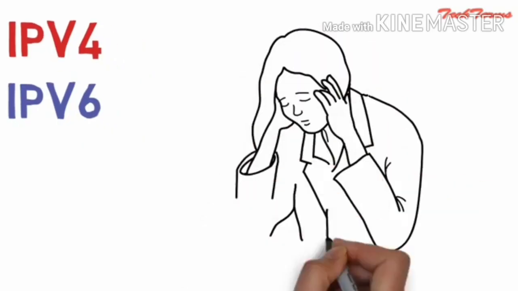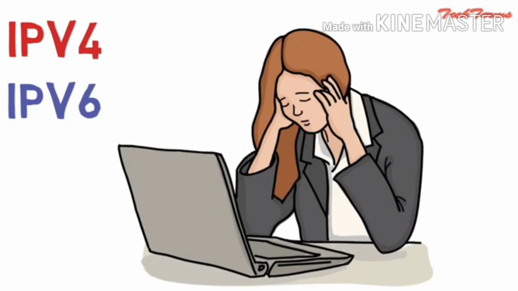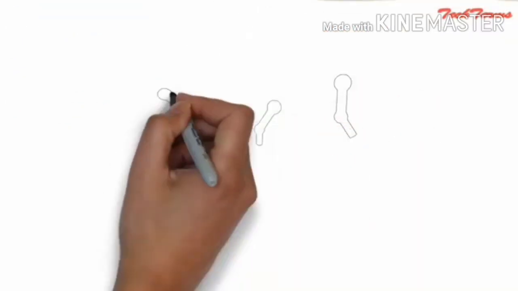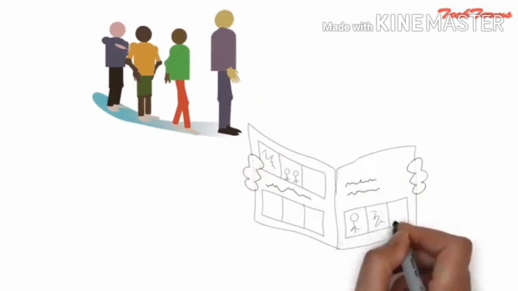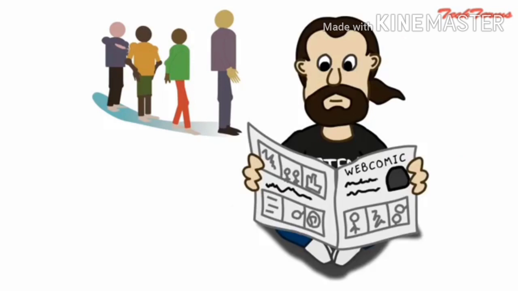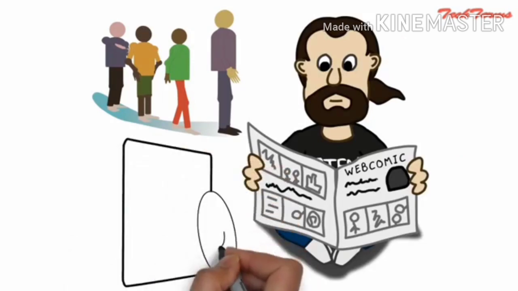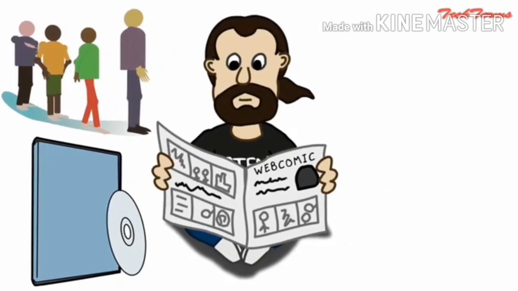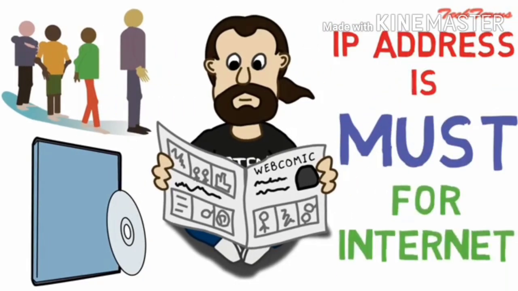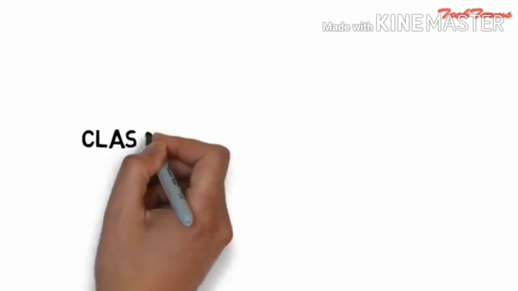Without this numeric protocol, we would not be able to connect to internet. And without internet, we would be standing in long queues to get our train tickets. We would be looking at newspapers to see where jobs are available, and we would be buying storage devices like CDs because without internet, cloud storage would not work. So, IP address is a must for internet connection.